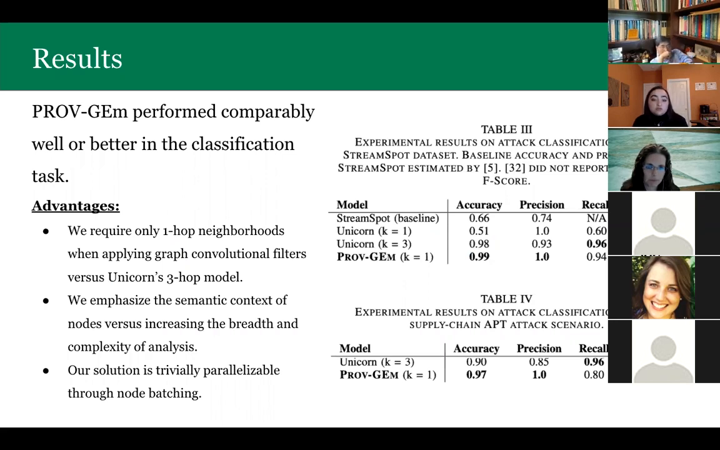Well, PROV-GEM performed comparably well or better in the classification task. For our advantages, first of all, we required only one-hop neighborhoods when applying graph convolutional filters versus Unicorn's 3-hop model. And that's based on the Weisfeiler-Lehman graph kernel. So we're a little more computationally efficient there. That's great. We also are able to emphasize the semantic context of nodes. So versus just increasing our breadth and complexity of analysis, we can reduce the complexity and get more of a semantic picture. Our solution is also trivially parallelizable through node batching. So that's just the advantageous nature of the GCN.